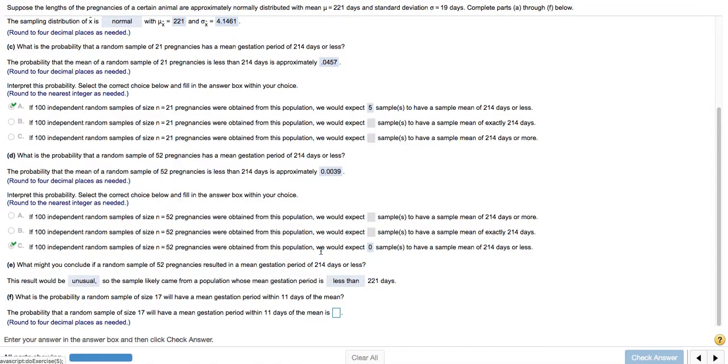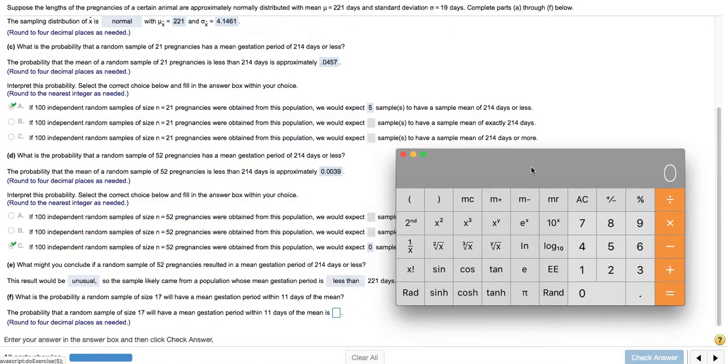And for the last part of this question, what is the probability a random sample of size 17 will have a mean gestation period within 11 days of the mean? So we already have some of the information that we need for this question up here. I'm going to first figure out a standard deviation. I'm going to take 19 and divide by the square root of 17. So I'll go back to my calculator to get this number.